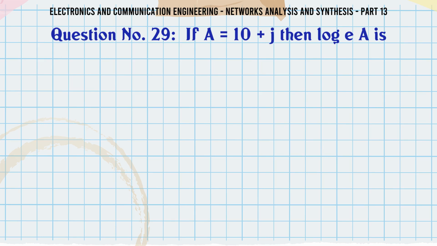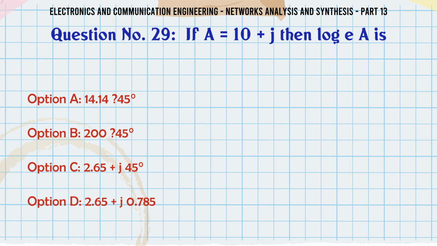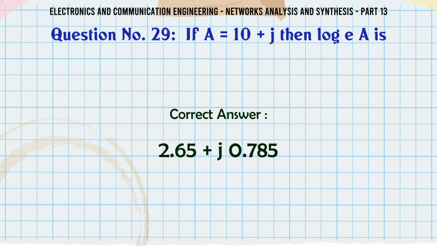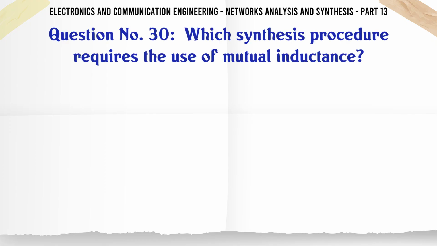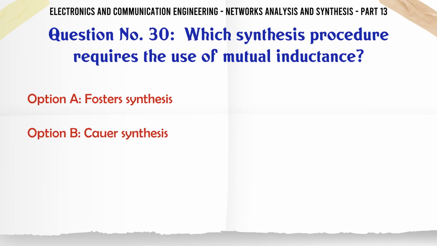If a = 10J, then log EA is A. 14.1445, B. 245, C. 2.65J 45, D. 2.65J 0.785. The correct answer is 2.65J 0.785.